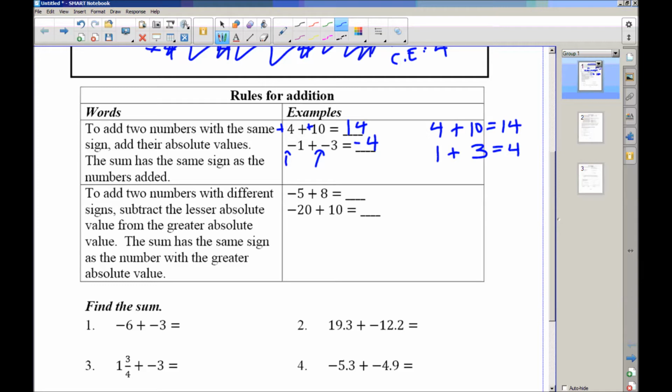Okay, so subtract the lesser absolute value from the greater absolute value. So the absolute value of 8 is 8, and the absolute value of -5 is 5. So we subtract the lesser from the greater, which will give us 3. That's why I did the 8 part first. And then keep the same sign as the number with the greater absolute value. So 8 has a greater absolute value, and 8 was positive. So we keep a positive sign on the 3. So this will be +3. We don't write the positive, though.